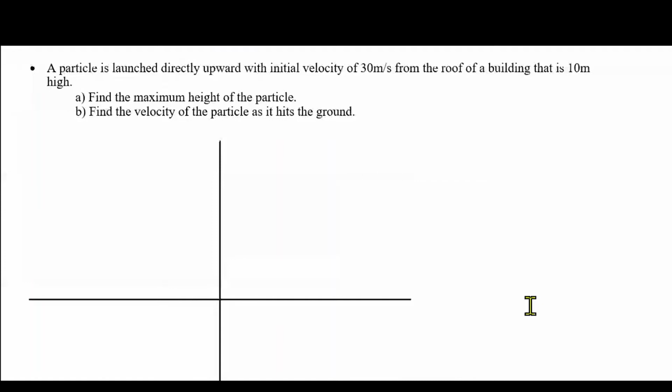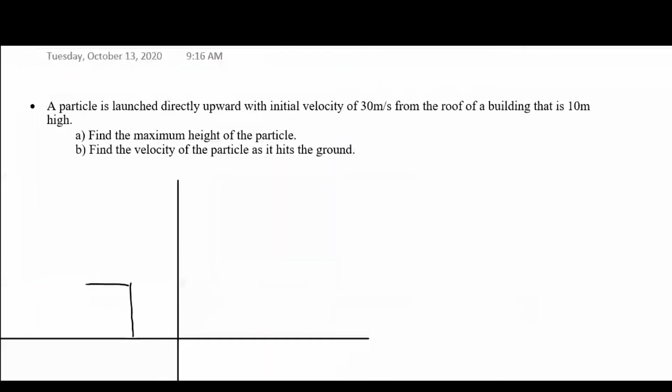Okay, so I'm gonna draw the building right here. This is the building, and that height is 10 meters high at the moment. So far so good. And then we throw this thingy with upward velocity, and I'm gonna call that V original to be 30 meters per second. So far with me, do you see what's going on here?